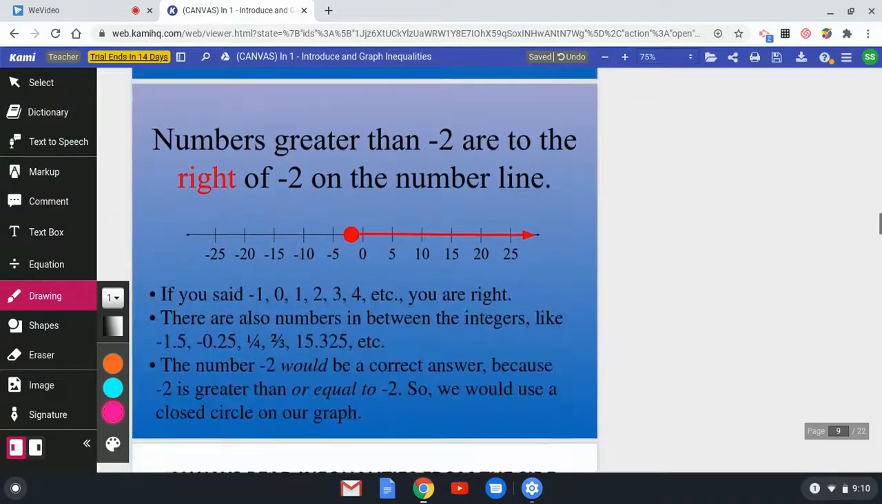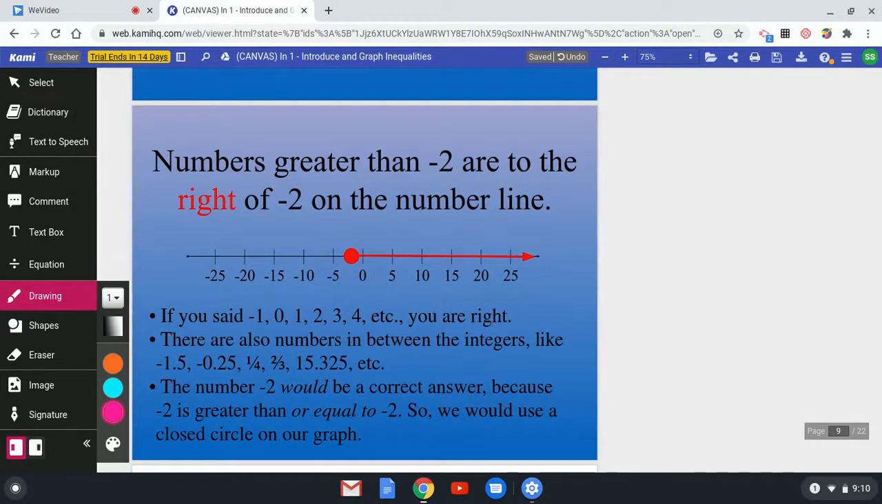All right, let's see. If you said -1, 0, 1, 2, 3, 4, 5, 6, 7, you are right. There's also numbers in between the integers. Remember, integers are whole positive and negative numbers, like -1.5. Is that bigger than -2? Yep. The number -2 would also be correct because it is greater than or equal to.